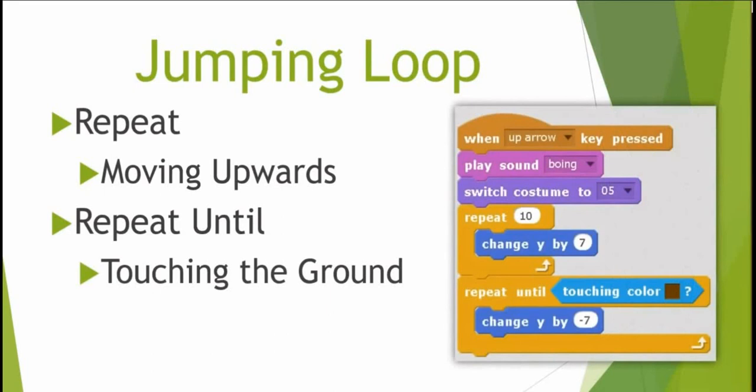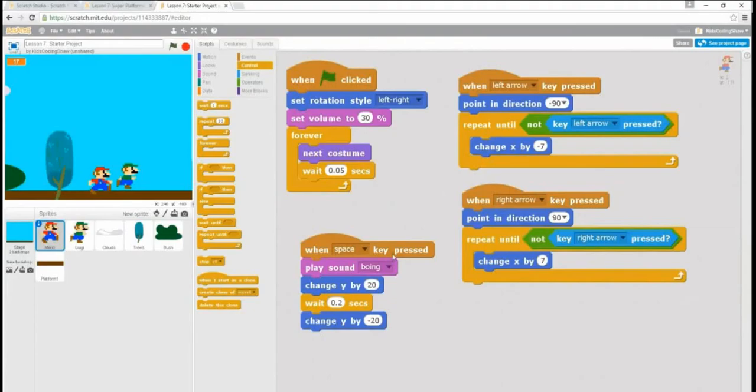We could use when the up arrow key is pressed, we can play the sound boing. Now this is where we can switch the costume to our jumping costume. Like I said, we won't need it in this tutorial, so don't worry about it. Then we can repeat 10, change Y by 7, so we make it move up by 7, and then we can repeat until touching color brown, which is the color of the ground, as I said. And we can change Y by -7 until we do that. So let's have a look now at that.